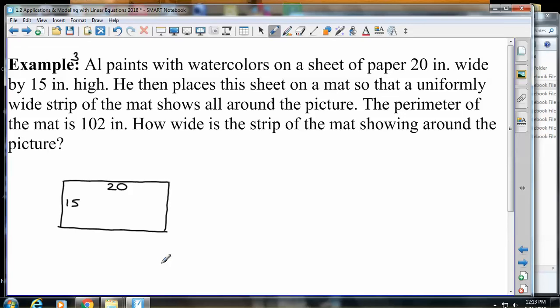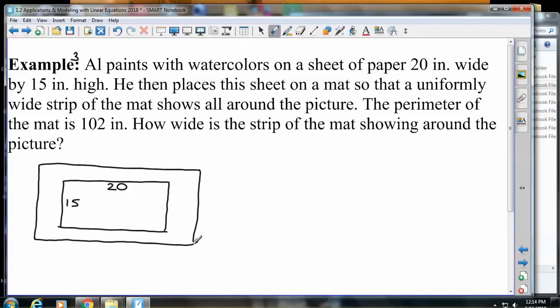So what that's saying is, starting with a sheet, and you're going to put a mat behind it. So it's going to be bigger than our picture. What's it saying when it says a uniformly wide strip shows all around the picture? It's the same length all around. Yes. So let's draw the mat going around the outside here. And you will learn I am not an artist, so don't judge my crooked lines.